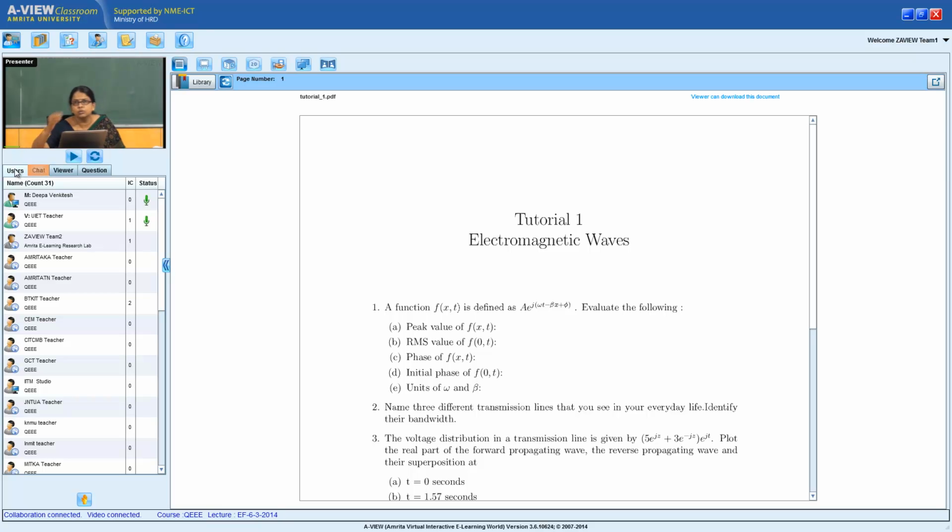There's a download document. So you have the tutorial right in front of you. You right click, you will see download document, and then you save it in your desktop or where you're running this software from, and then please make sure that it reaches all the students.